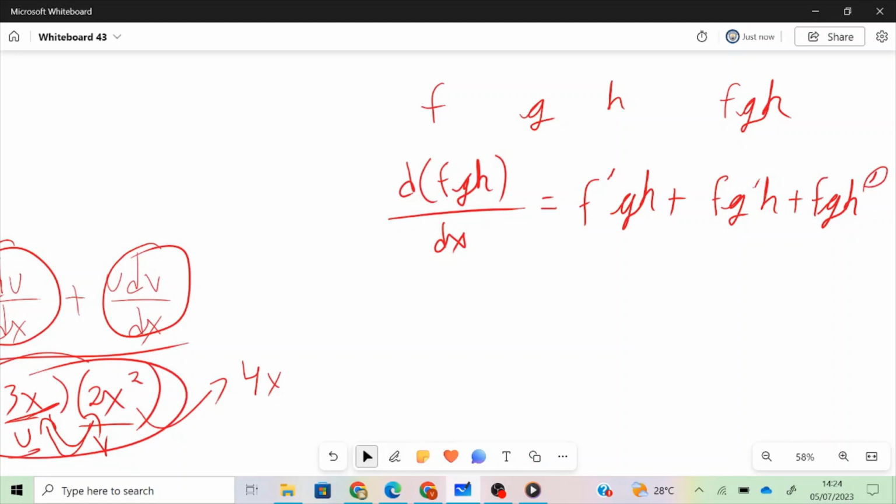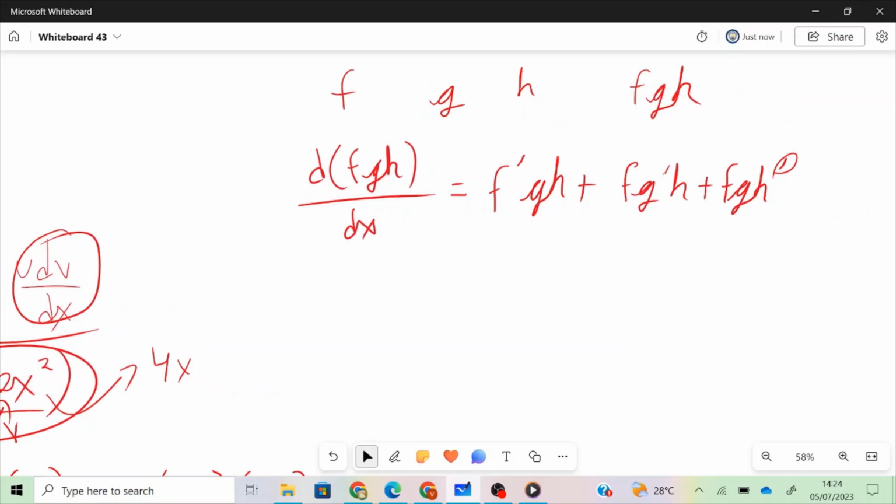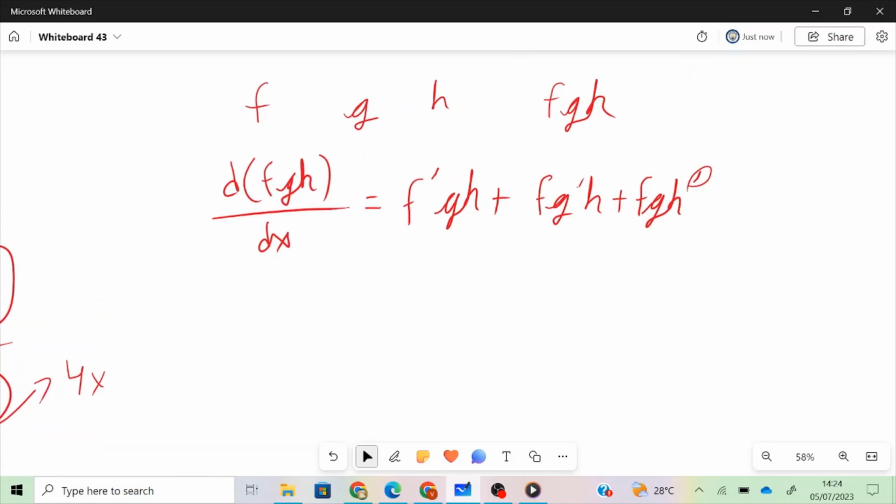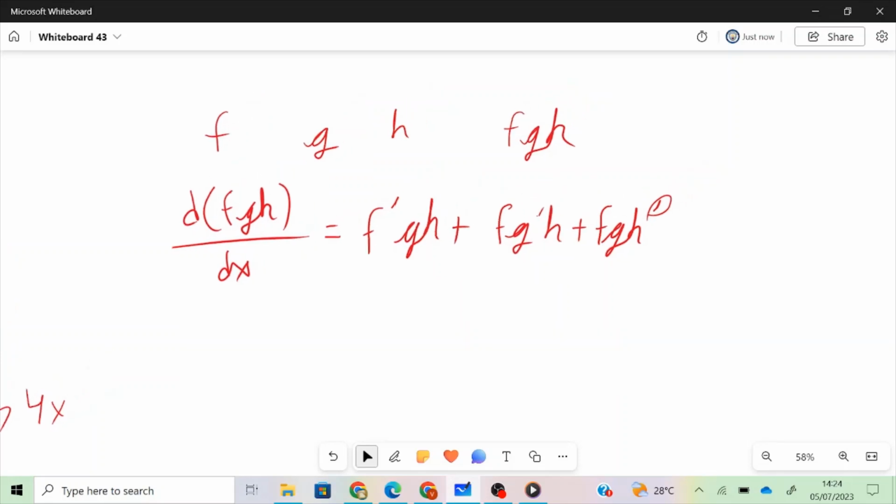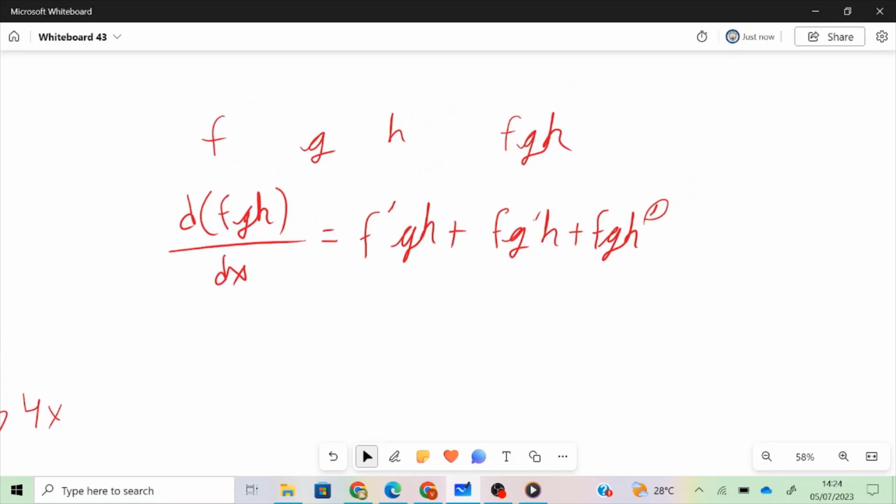Prime is simply another way of expressing differentiation, the dy/dx of that particular function, the derivative of that function. That's what prime suggests, that little apostrophe at the top. So in layman's terms, all this formula is suggesting is that you take the derivative of one of the functions and multiply it with the other two functions as a whole.